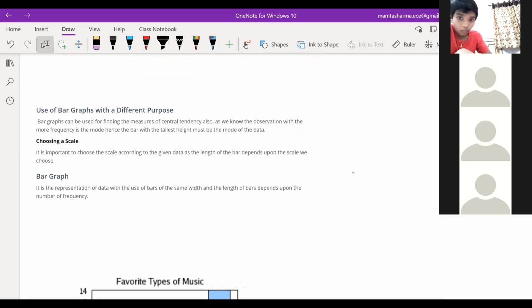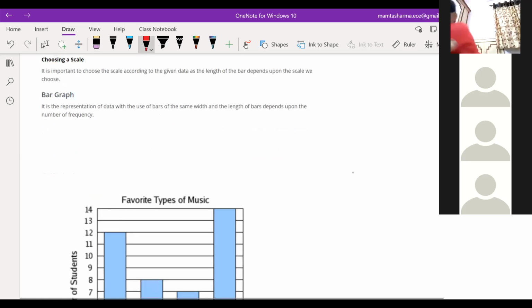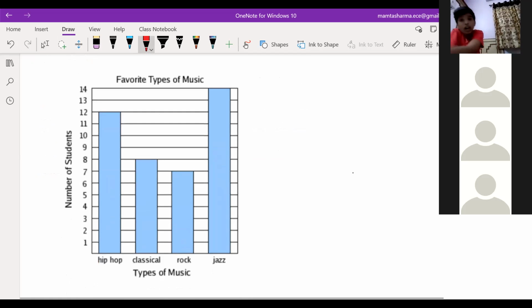Now we will see the different types of graphs. The data can also be represented in a graph form. So we will consider the bar graph, and how this data can be represented in a bar graph. The bar graph will look like this.